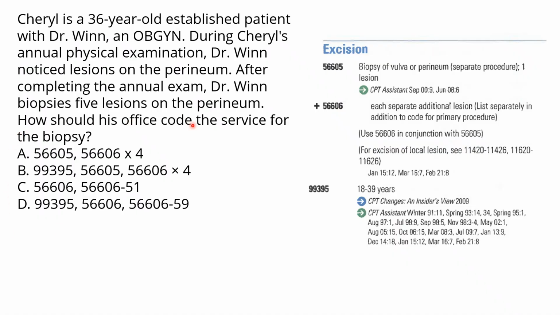Now if you see all the options, there is one very wrong option. Can you tell me what that option is? Option C, because they have put the modifier 51 on the add-on code, and that is strictly a no-no. So you can eliminate that option. That leaves A, B, and D. Now D is also not the correct option because they have written the add-on code twice and put the modifier 59. This is not the way we write the code because it is for the first lesion and additional lesions. So D is also not the correct option.